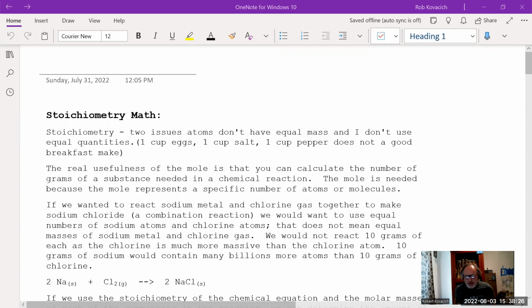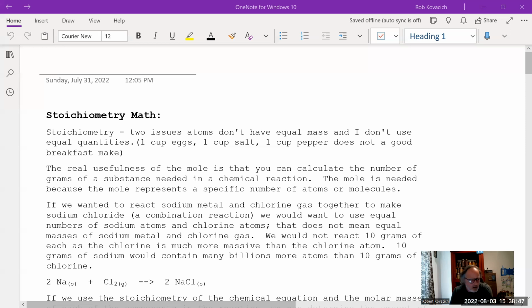There's two issues that we have to deal with. One is atoms don't have equal mass. So if I'm talking about a sodium atom and a chlorine atom, they don't have the same molar mass, 23 versus about 35 and a half. So that's a problem. And you don't use equal quantities.